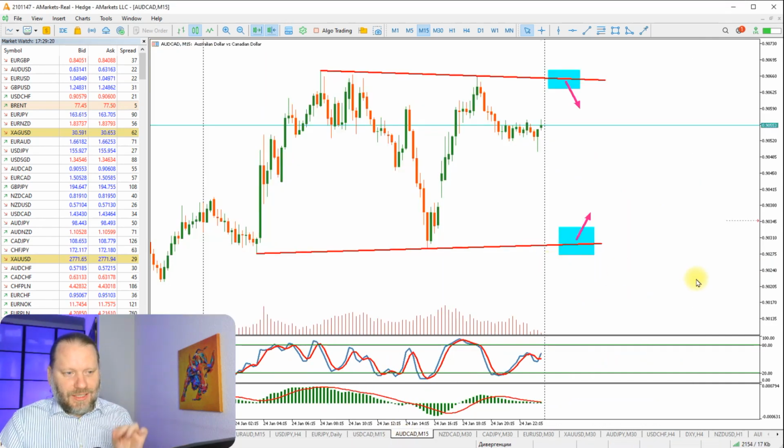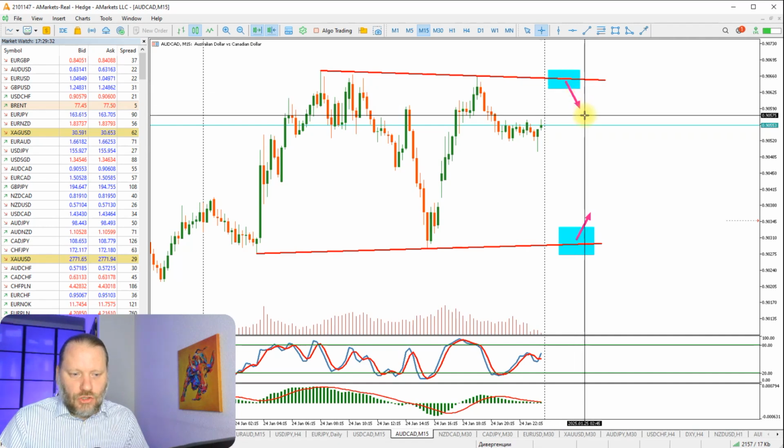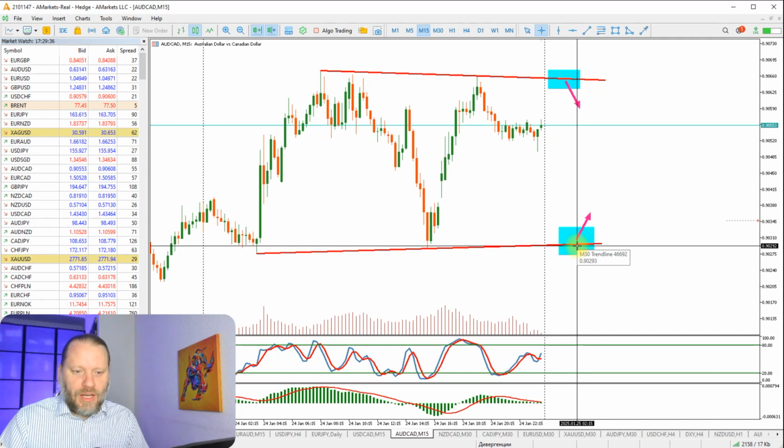Let's see other currency pairs that you can also make money with the Canadian dollar this week. And here's the Australian dollar, Canadian dollar currency pair. It has two support and resistance lines. So once the price reaches the resistance line, here we sell and make money on the downside. Once the price reaches the support line, from here we buy and make money on the rise.